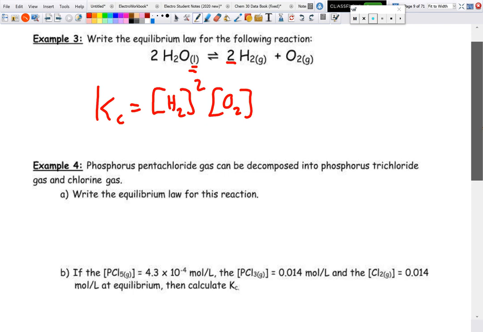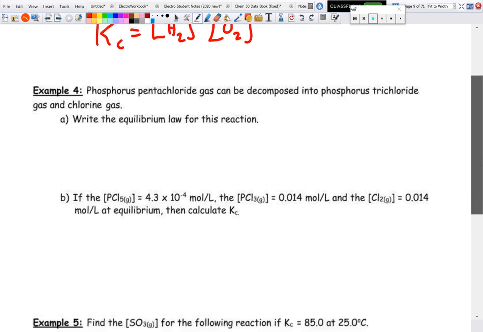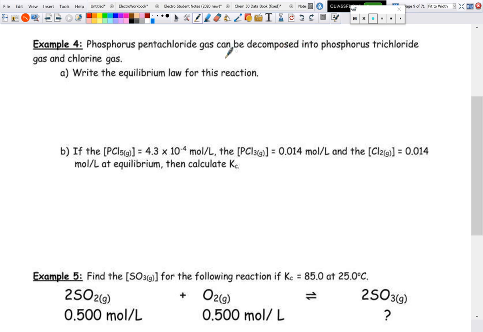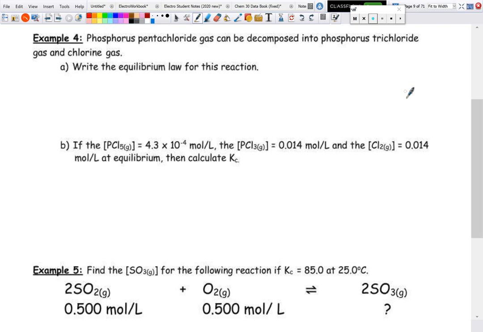So just a few more. Now this right here is actually going to be writing the equilibrium law and of course plugging in some values. Phosphorus pentachloride gas can be decomposed into phosphorus trichloride gas and chlorine gas. So write out the equilibrium law for this reaction. Of course, we will need to have our balanced chemical equation first, so try that one. And then if there are concentrations there, plug everything in. I actually want you guys to try this one on your own. So pause the video and see if you can get the reaction and of course put everything down here. I'm going to put up the answers in 3 seconds.